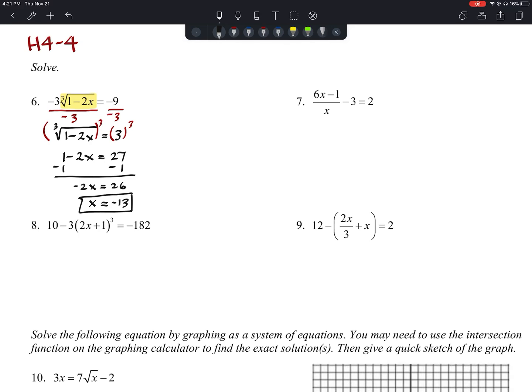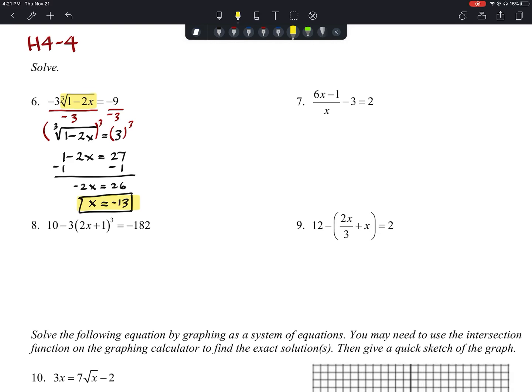All right, for the sake of checking, you can take that and plug that back in. For the time's sake and the fact that my battery is getting low, I'm going to let you check that on your own, but I'm pretty certain that x equals -13 is the answer. Let's look at number 7.